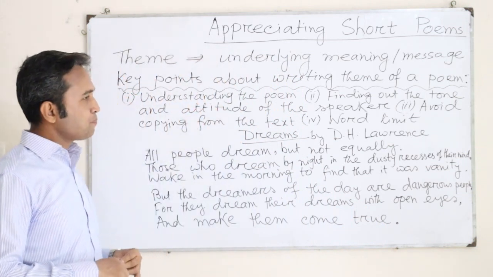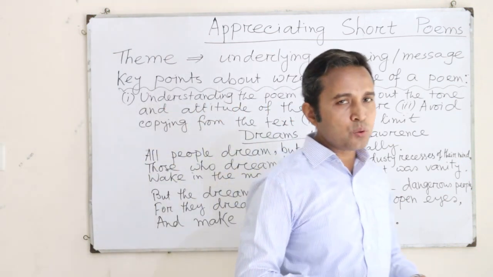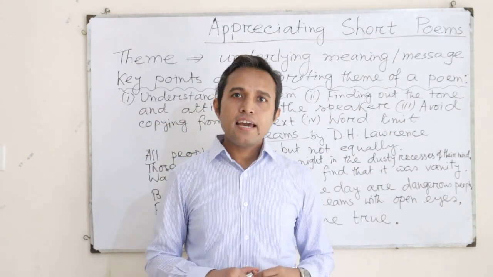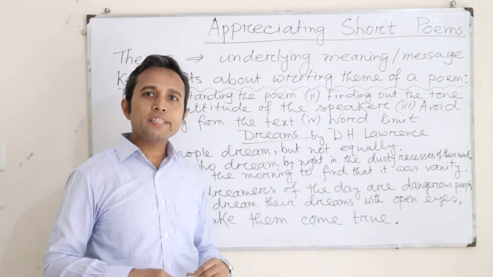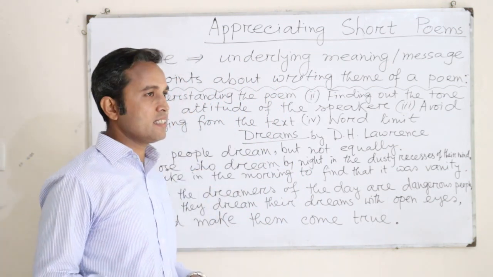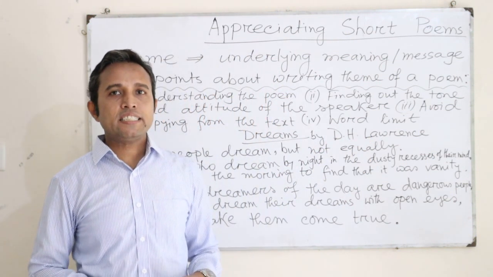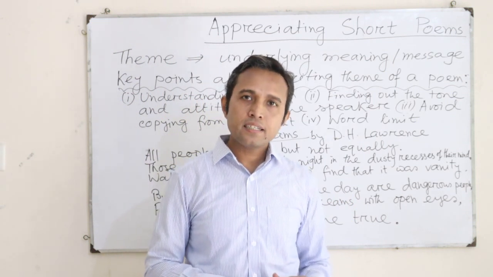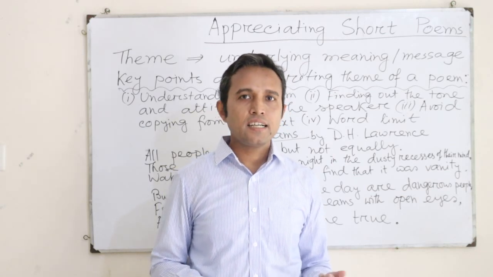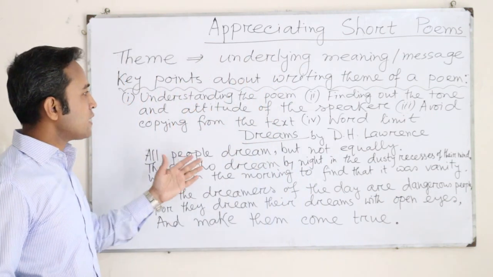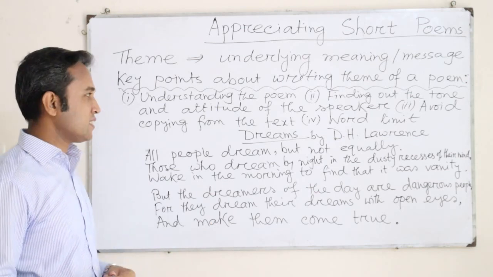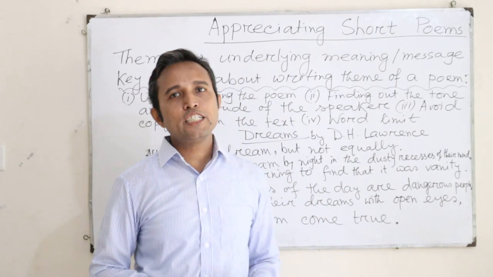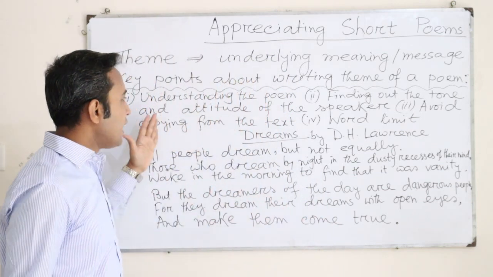Okay, today we are going to read out a wonderful poem from your text, and the title of this poem is Dreams by D.H. Lawrence. D.H. Lawrence is a famous British novelist, poet and essayist. He put forward his view on dreams. In this poem, he categorizes two types of dreamers. Let's have a look at the poem.